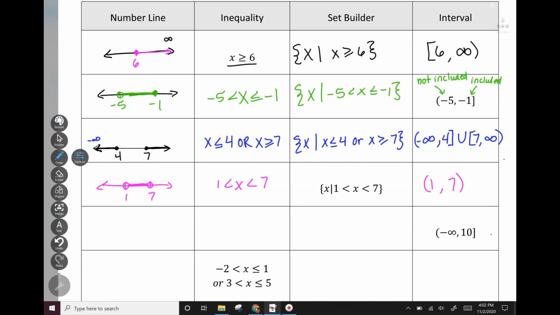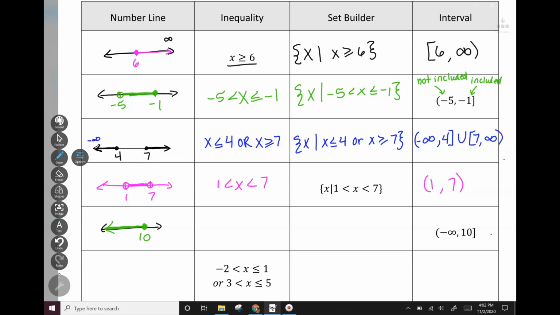Okay, next one, we've got our interval, which has -infinity, 10. So on a number line, you're shading all the way to the left. That's that -infinity. And then it stops at your 10. Okay, so we've got all of that is shaded. And since there's a square bracket on the 10, that means that point is included, which means it gets a closed circle.